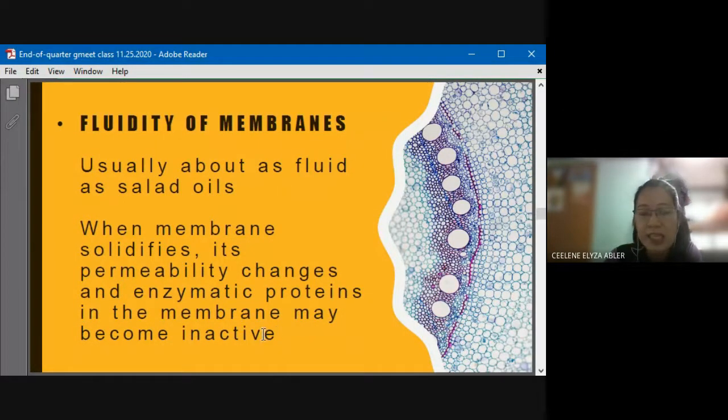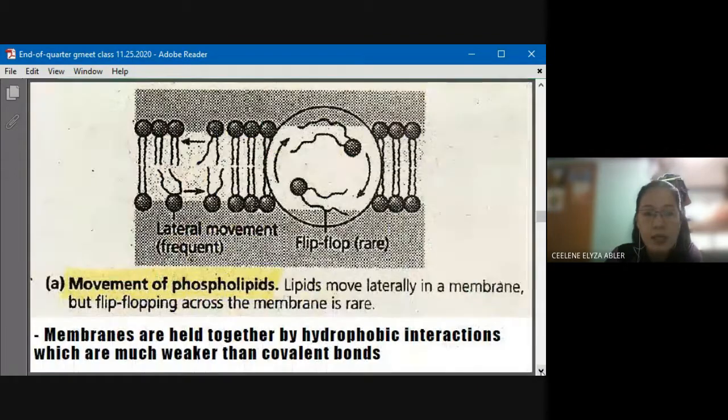So, hindi na din siya masyadong nagkaka-move around. That's the time that they go into hibernation. Right? So, the movement of your phospholipids: some of the phospholipids can actually move around too, pero very rare siya na movement. Pero it's actually possible na they can move around.